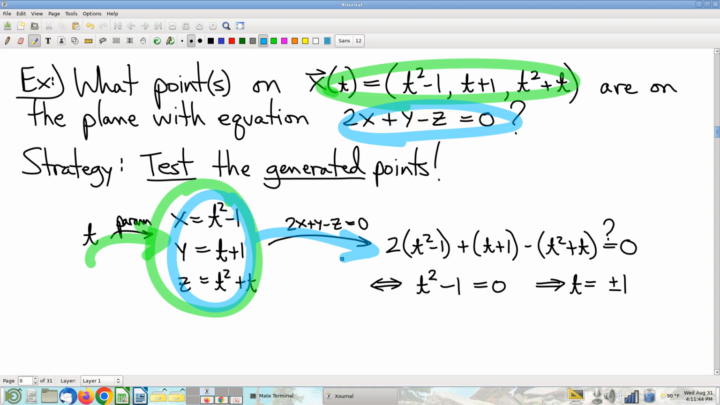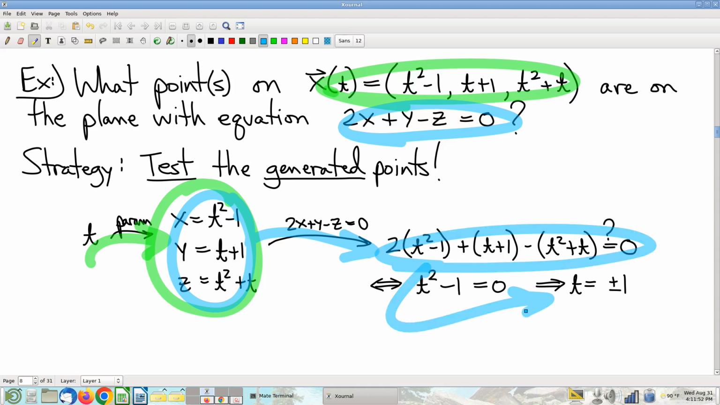Parameterization generates points. We test to see if they're on the plane or not. And then notice that what that gives you is this equation, which you could just solve. It's just a little bit of algebra. It's not that bad to solve that. And this gives you certain values of t. Now, let's not spike the football on the 2-yard line.